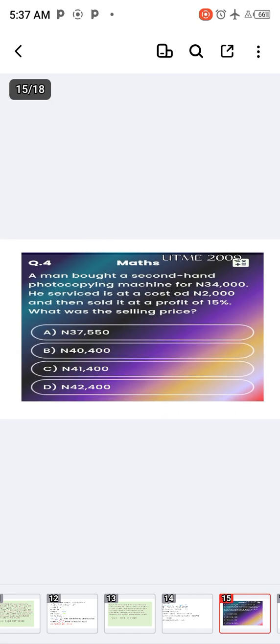This question is very simple. The cost price is 34,000 and he did service on the photocopying machine with 2,000. So the total cost price is going to be 34,000 plus 2,000, which is 36,000. And we are going to mark up the profit at 15% of 36,000. And that is all. So let's proceed.